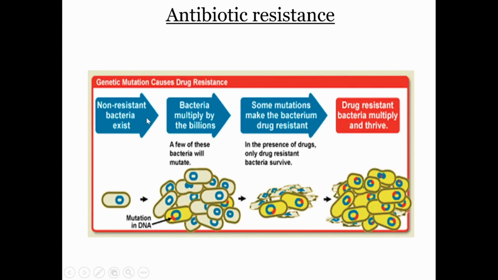With antibiotic resistance, there's non-resistant bacteria. They replicate. And at some point, someone develops a mutation in their DNA that allows them to survive even if they're in an environment with antibiotics. If we use those drugs, only the resistant ones will survive. They can thrive and multiply. And now our population has shifted from generally non-resistant to resistant.